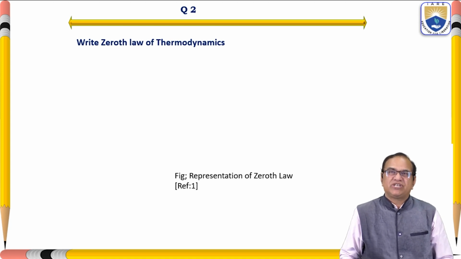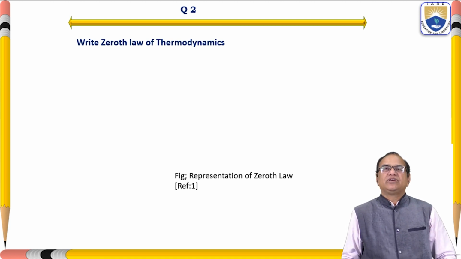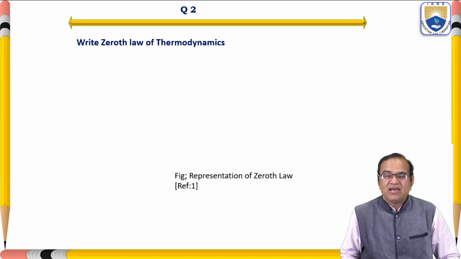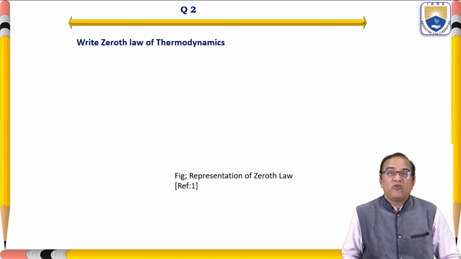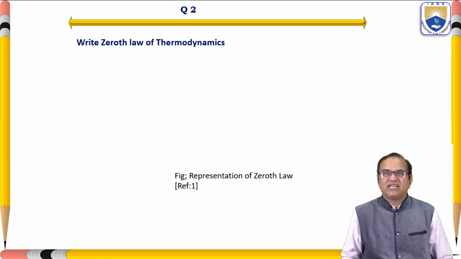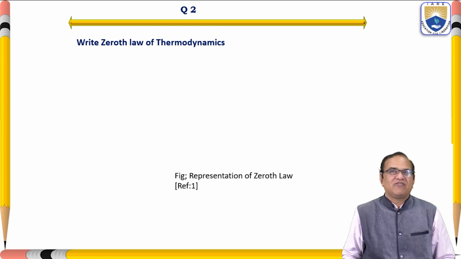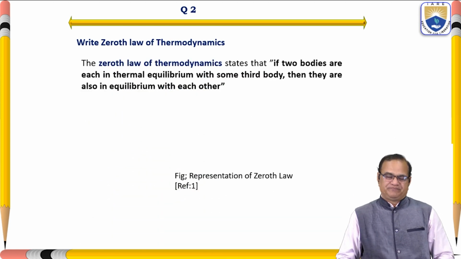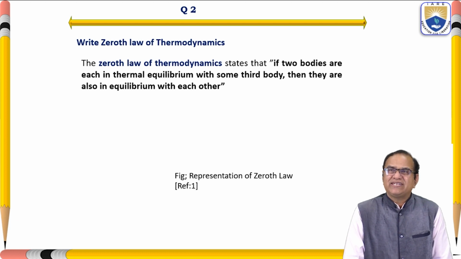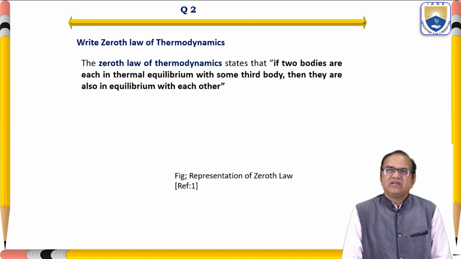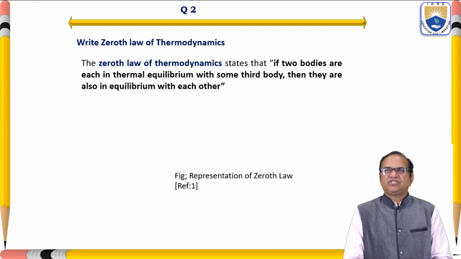The scientific community decided that we should give this the name zeroth law, because it falls before the first law. So the first, what is the number? It is 0. So they have given the name zeroth law. Here it is stated in this way: the zeroth law of thermodynamics states that if two bodies are each in thermal equilibrium with some third body, then they are also in equilibrium with each other.